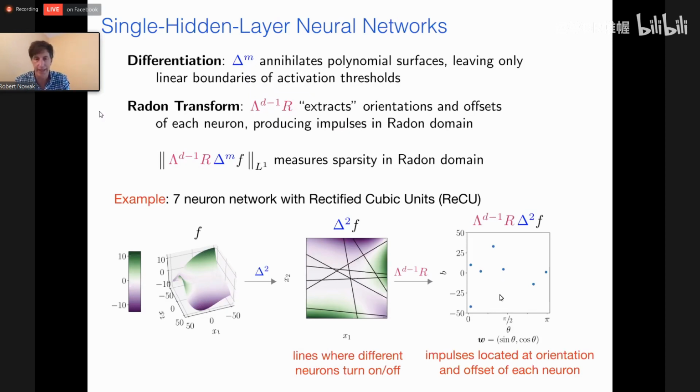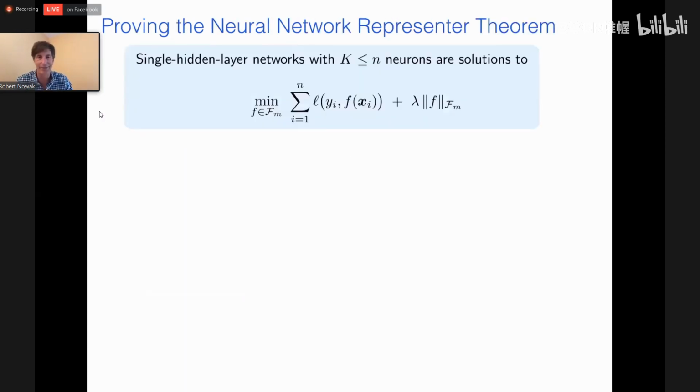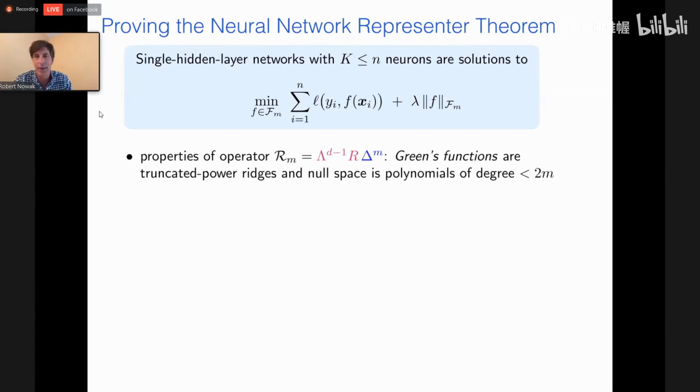So that's kind of where that all comes together. And how do we actually end up proving this representer theorem then? Well, first of all, you have to look at the properties of this overall composite operator, which is the Laplacian followed by the Radon transform. One important feature of this is that the Green's functions of these operators are truncated power ridge functions, the ones I was showing you before. And the null space is low degree polynomials.